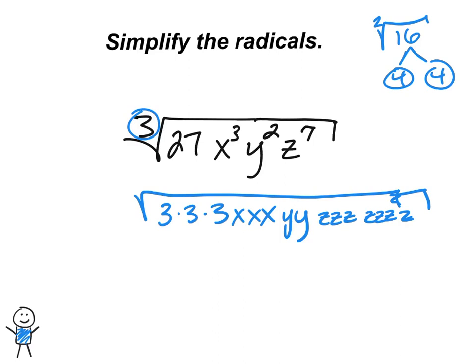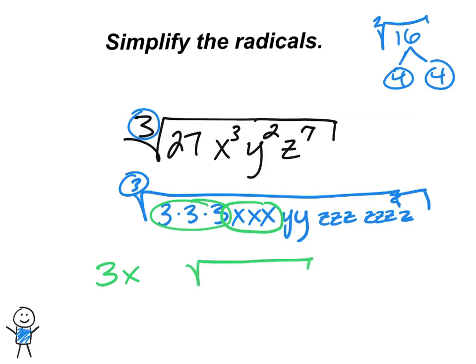So now, since this is a cube root function, I'm looking for any sets of 3, and then I'm going to pull one value out of the function. So here is a set of 3, and I'm going to pull one of those to the outside. There is a set of 3 x's, so I'm going to pull one of those to the outside. There are only 2 y's, so those are going to stay inside of the radical. And now I'm looking for sets of 3 z's. There's 1 set, 2 sets, and the one left over, there's not enough to form a set of 3, so it stays on the inside.